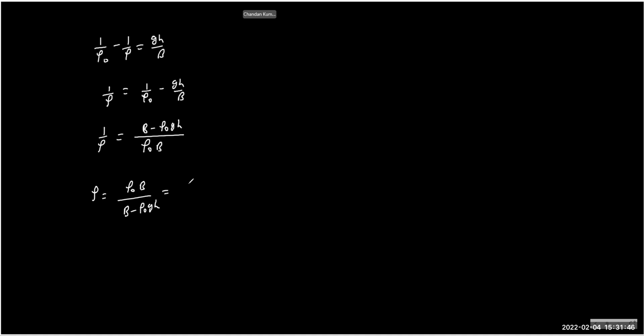Okay, I think we should have taken it like this. And generally rho g h is very small compared to the bulk modulus itself. This is a very small number. So we can use the binomial approximation to write like this.